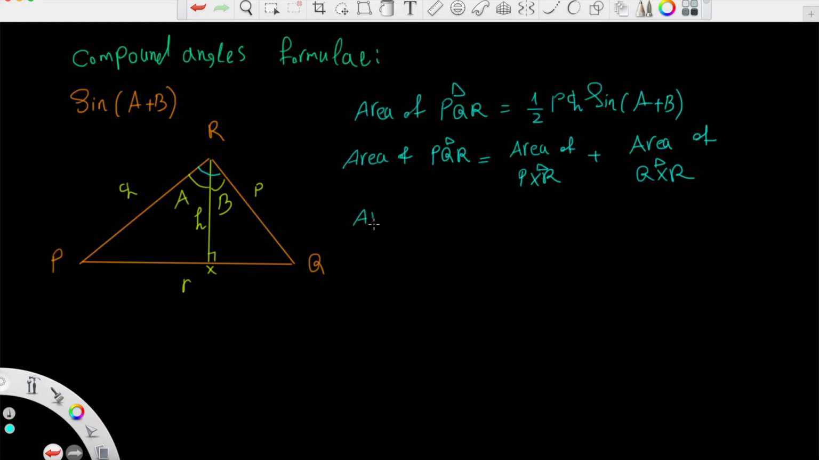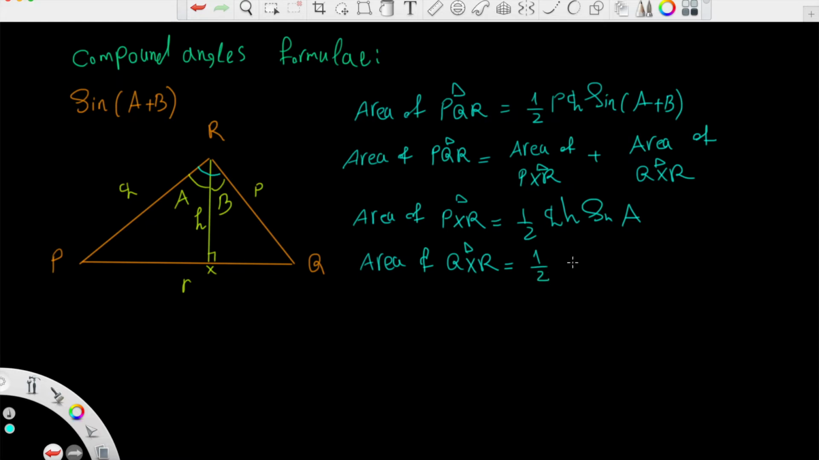Now let's find area of triangle PXR. PXR is equal to half of multiplication of QH sine of included angle, which is A. Now area of QXR is equal to half of PH sine of angle B.